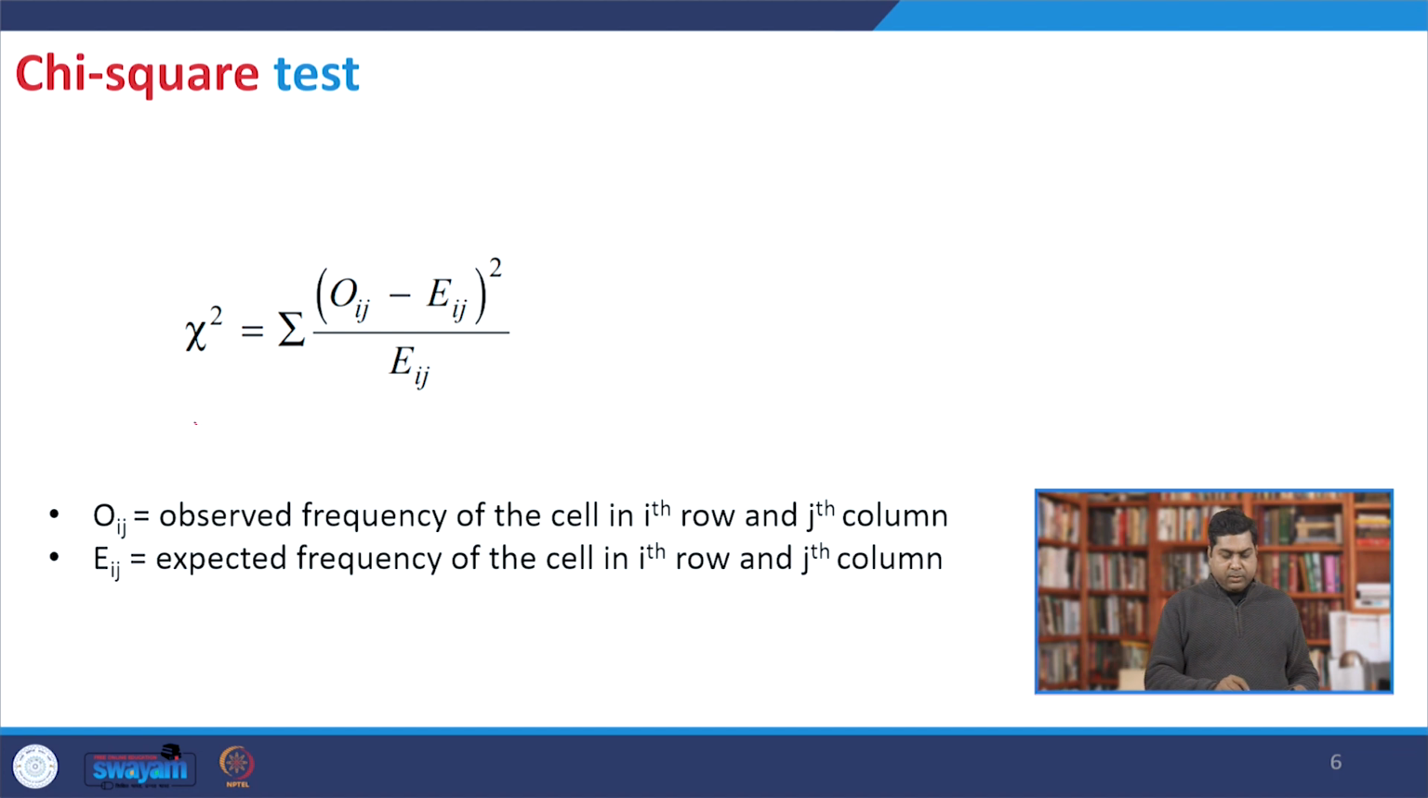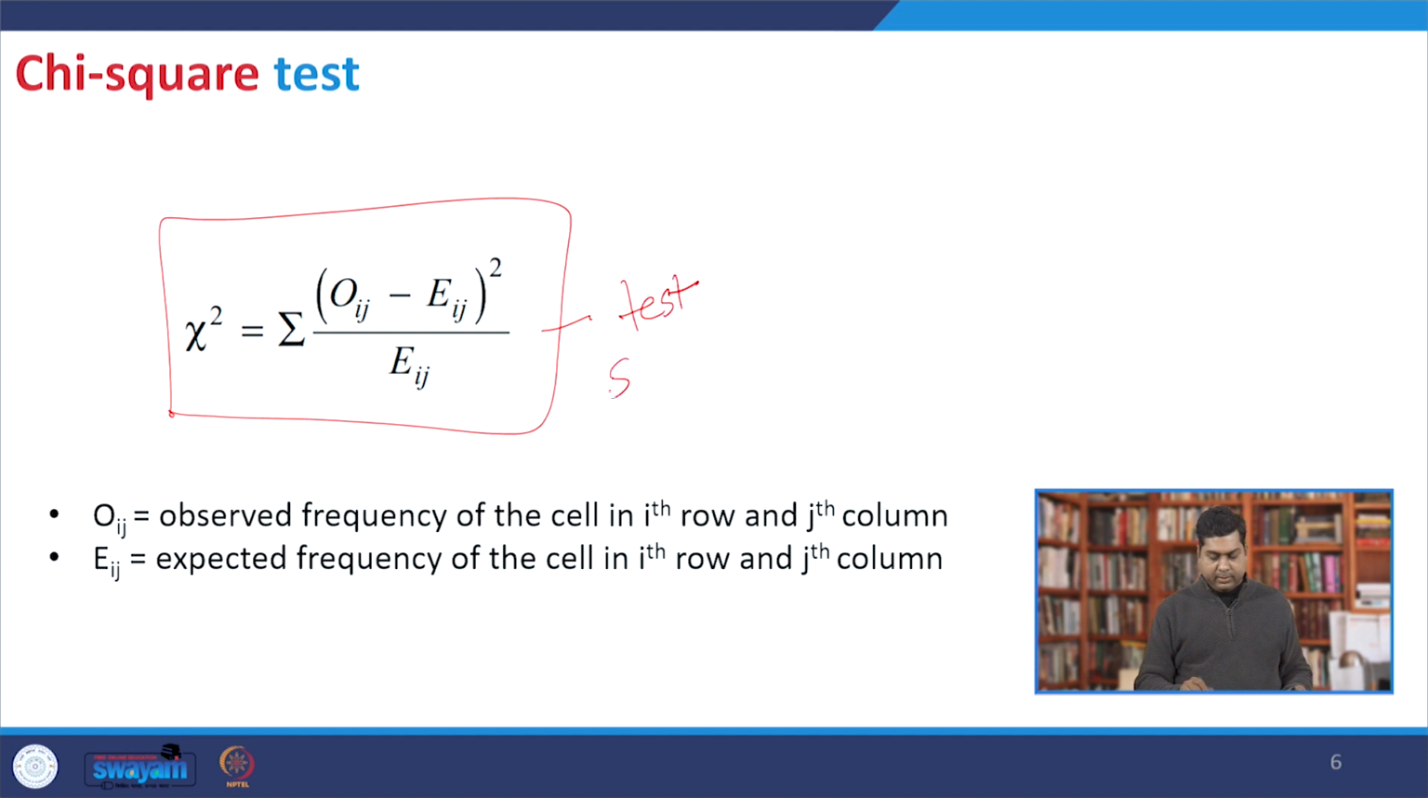So the equation looks like this. This is what we refer to as the test statistics. We calculate it based on the data, and then we compare this calculated test statistics with the critical value. For all such tests, there are established tables. It depends on the degree of freedom and level of significance.